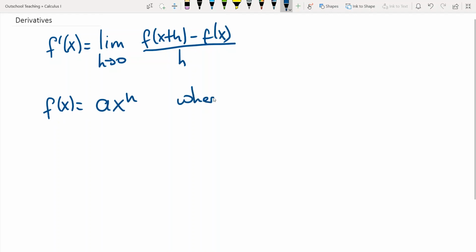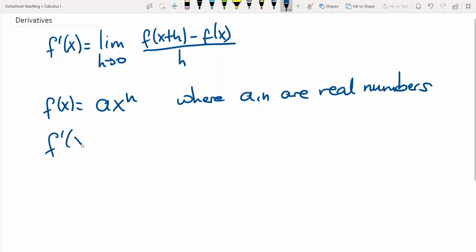where in this case a and n are just numbers, real numbers. And real numbers means anything between negative infinity and infinity. It could be a decimal, it could be a whole number, it could be an integer, whatever you want it to be. Then we can also define f prime of x to be a times n times x to the n minus 1. What that looks like is basically you bring the n down and you're reducing the power of x by 1.